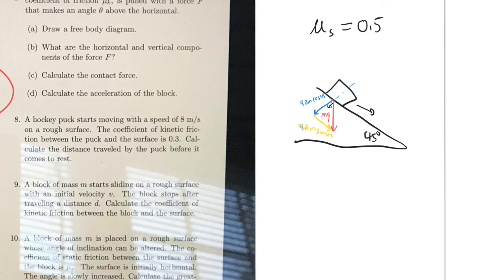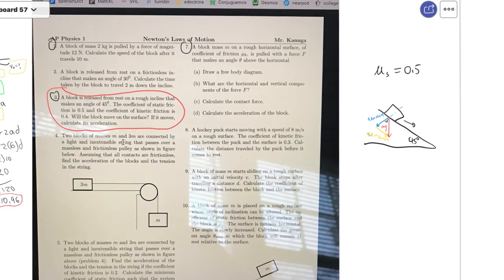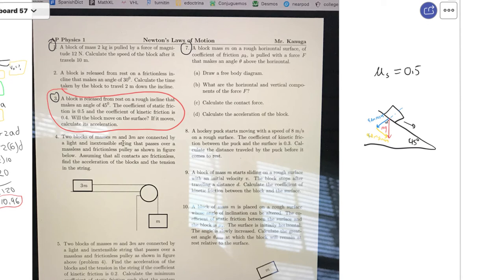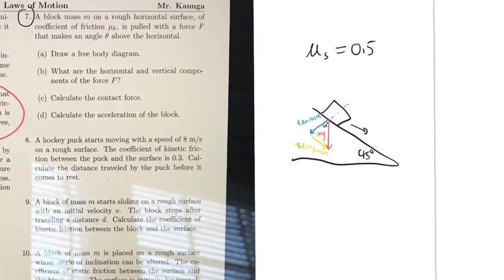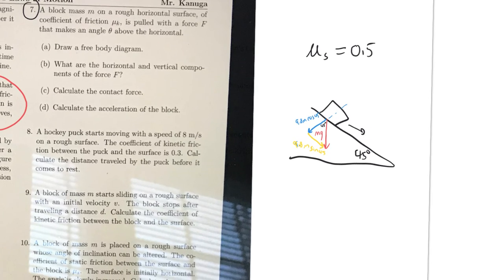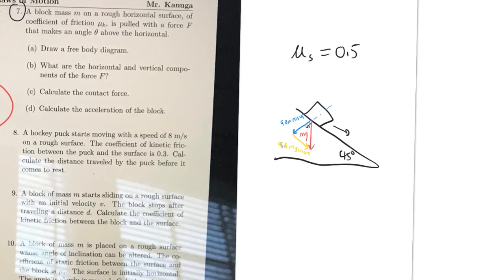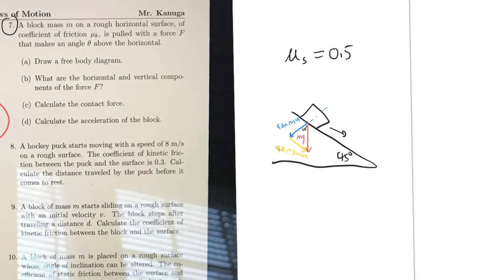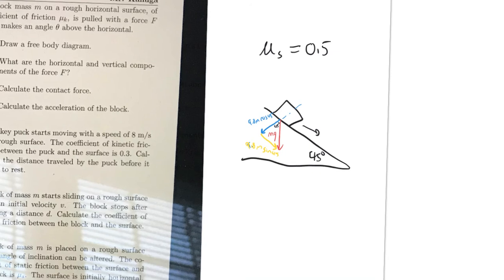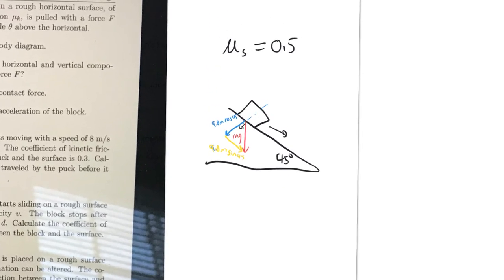Okay, what else do we know? Coefficient of static friction and coefficient of kinetic friction. Will the block move on the surface? Well, that just depends on if this is greater than the static friction. Like if this force, this yellow force, is stronger than the force associated with static friction, then it is going to move. Okay, it'll break the static friction.